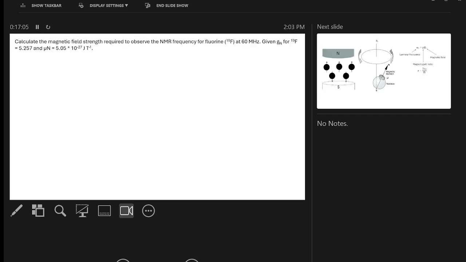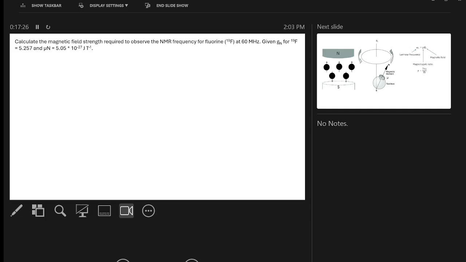Similarly, the next question is to calculate the magnetic field strength required. The reverse question. Here, for the fluorine nucleus, you are given the frequency of light that you require, which is 60 megahertz. Then what should be the strength of the magnetic field that you are applying?